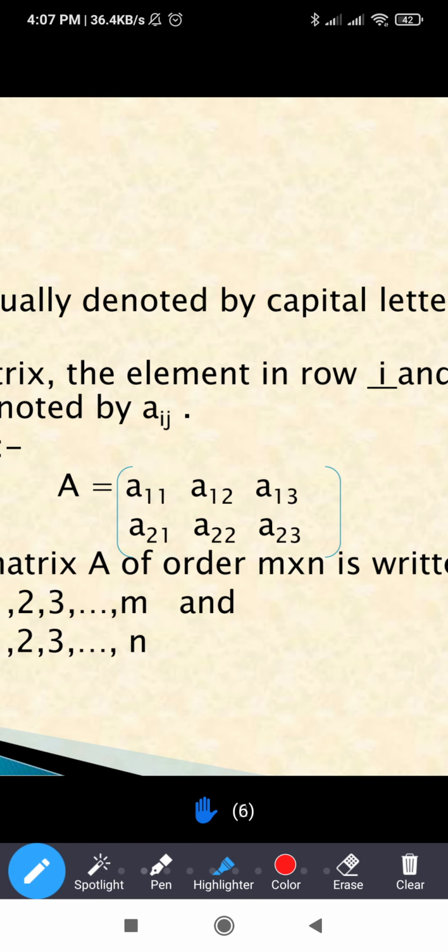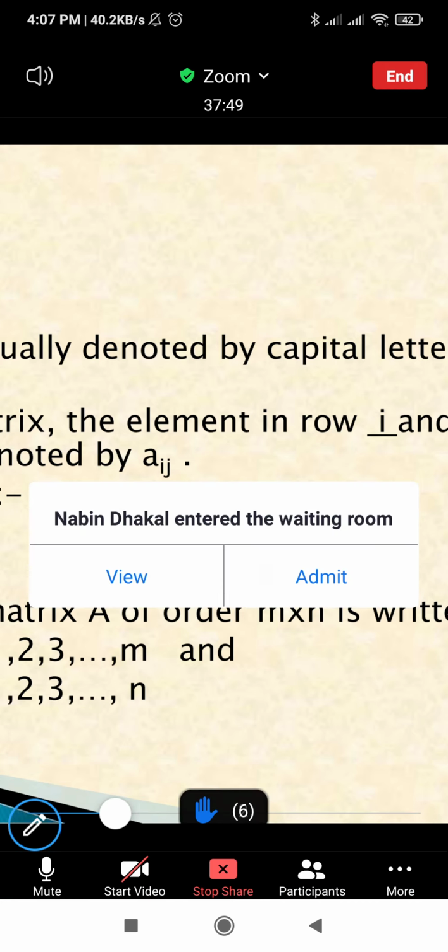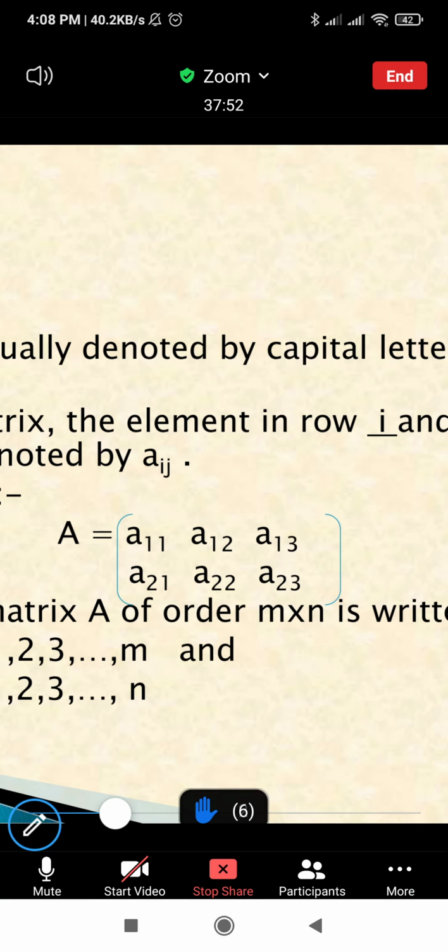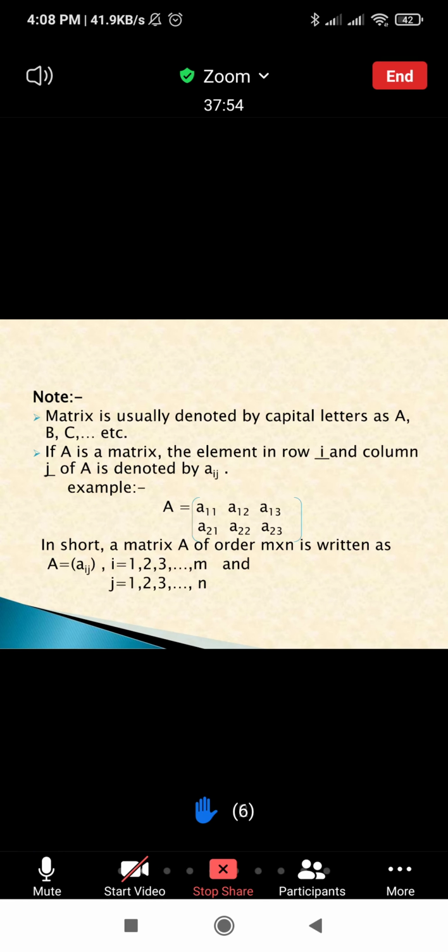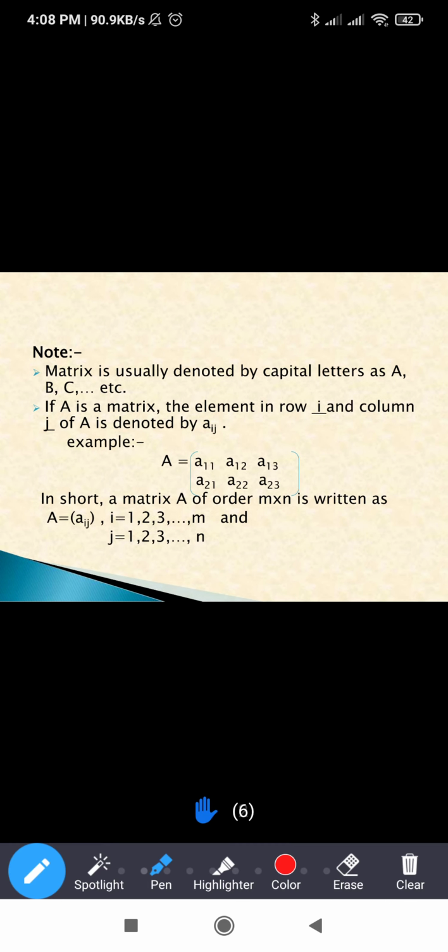Similarly, if we change the row, we go to A21, the first element of the second row. So A21 means second row, first column. A22 means second row, second column. A23 means element of second row, third column. It is the general notation. Aij is the general notation of the elements of any matrix. Note down. I hope you are writing down and getting enough time.